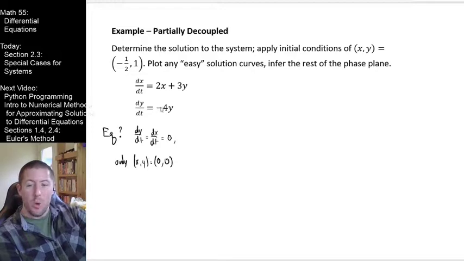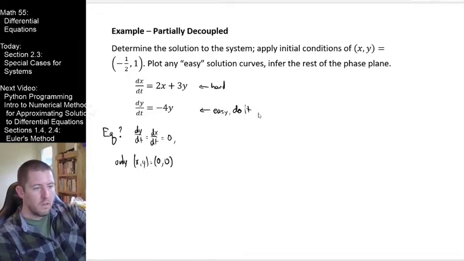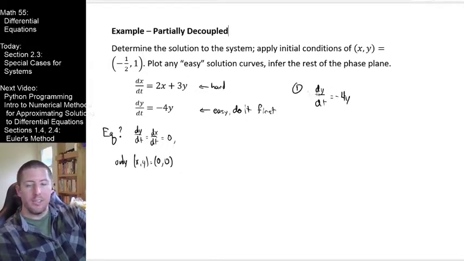So let's go ahead and do this. What I want to identify here is that one of these equations is hard and one of these is easy. So my step one right here is going to be, I'm going to label some step numbers here, dy dt equals negative 4y. I can handle this. In fact, this is literally the same dy dt that we had a moment ago. I think I can straight up say that this is separable.